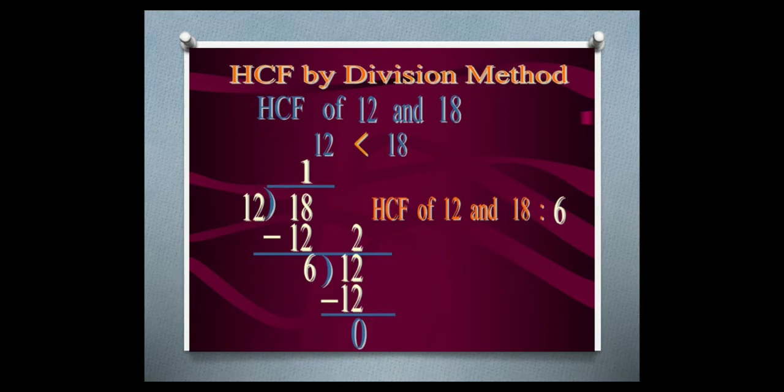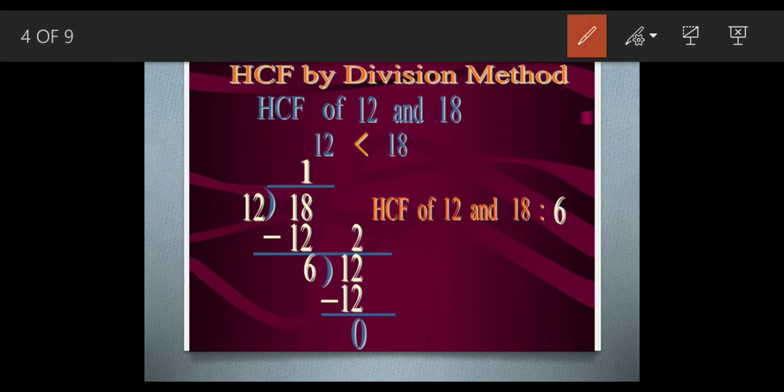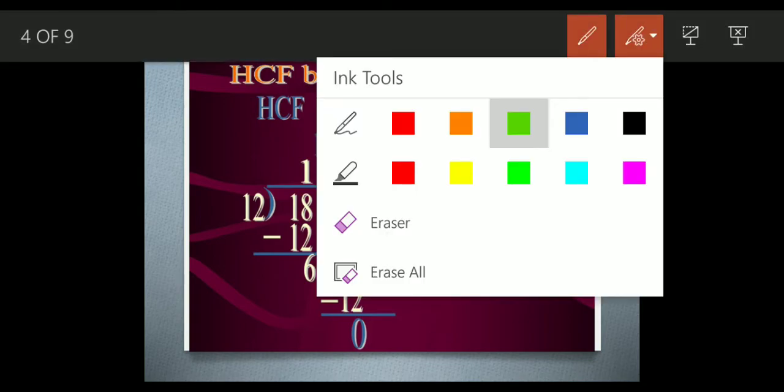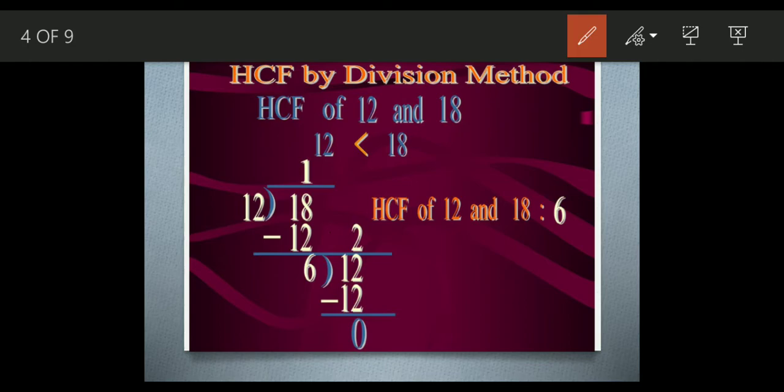So 12 ones are how much? 12 ones are 12. So you can see I have written here 12 ones are 12. So when I subtract, what I'll get, my balance is 6. Now since I have a remainder, what you should do is divide the divisor by the remainder. So what is the divisor I have here? My divisor is 12. So I will write 12 inside and write it as dividend, and I will take this remainder as divisor.